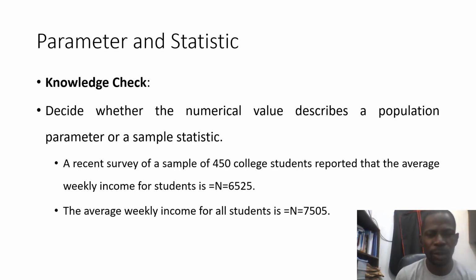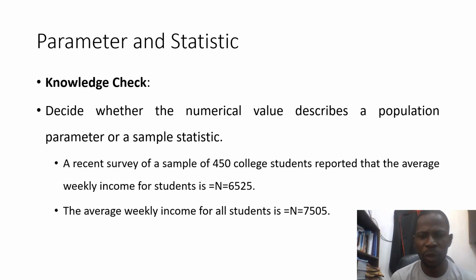Knowledge check, or to also drive home the explanation on the parameter and statistics, we have to look at this. Decide whether this numerical value describes a population parameter or a sample statistic. The first one is a recent survey of a sample of 450 college students reported that the average weekly income of students is 6,525, while the other one says the average weekly income of all students is 7,505.